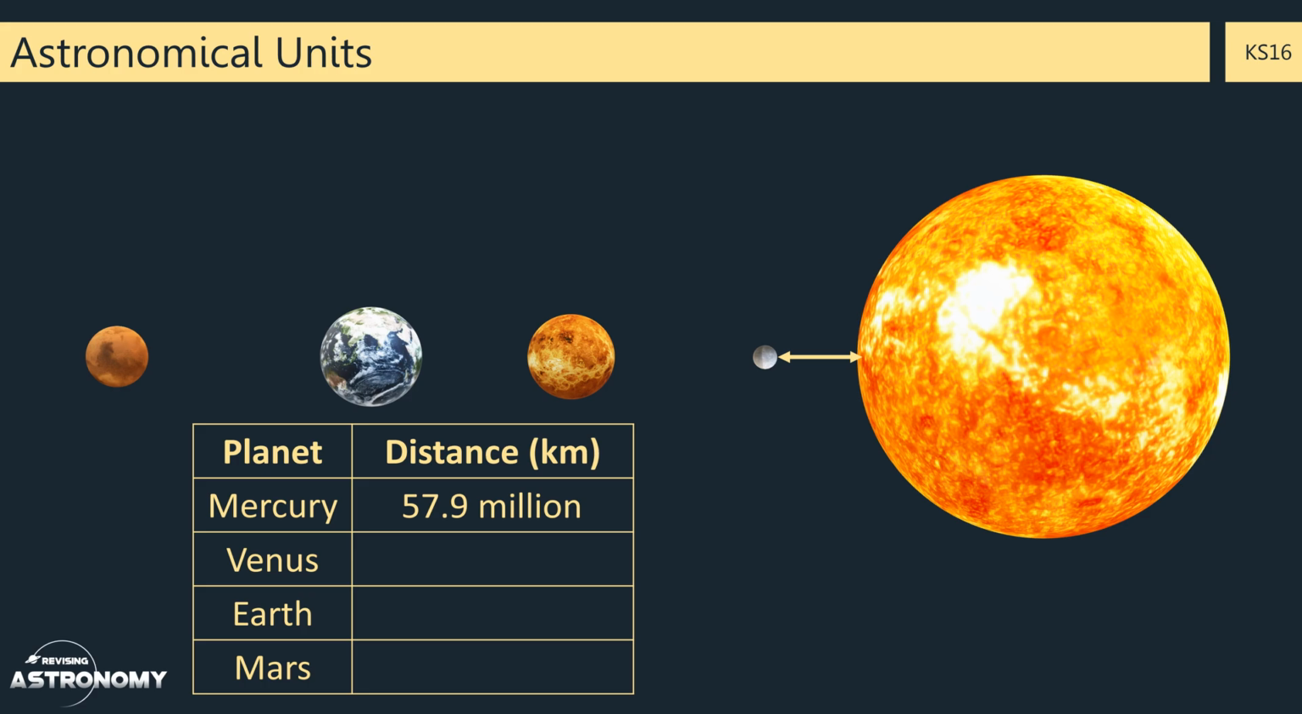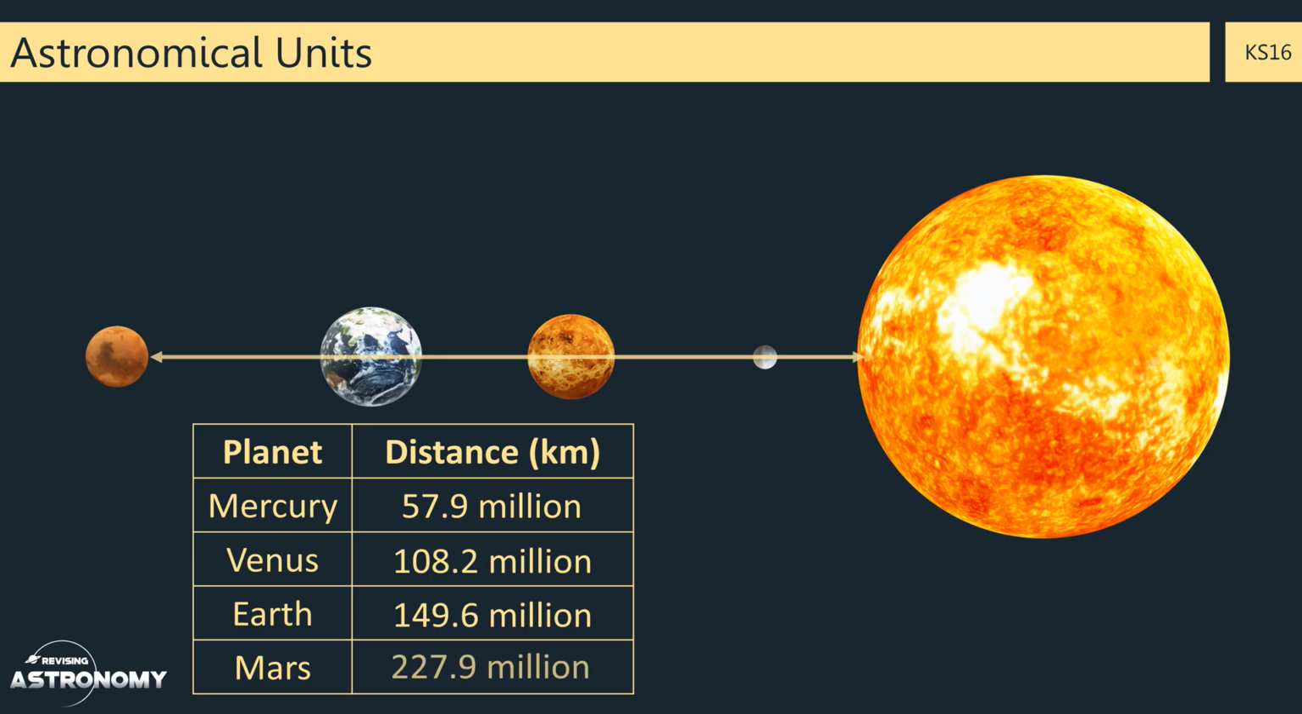Mercury is 57.9 million kilometers from the Sun. Venus is even further away at 108.2 million kilometers. And then we get to us here on Earth, 149.6 million kilometers away from the Sun. And past us is Mars at a mega 227.9 million kilometers away from the Sun.